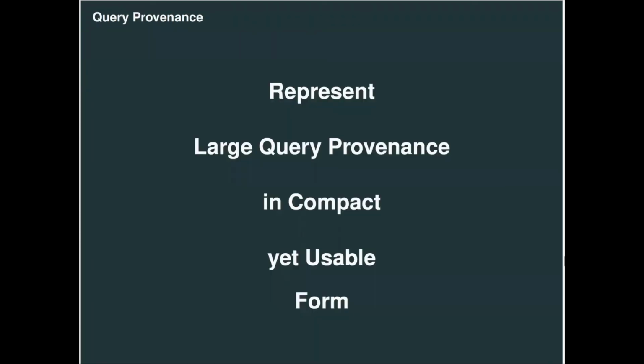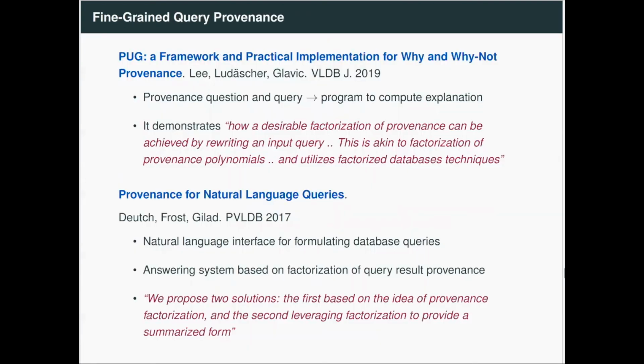Okay, a third area where factorization proved useful is the management of query provenance. In our initial ICDT 2012 paper, we apply factorization to the provenance polynomial of a conjunctive query. Now, Lee, Ludäscher, and Glavic build the PUG system to support why and why-not explanations for query answers. As they say, this system utilizes factorized database techniques.